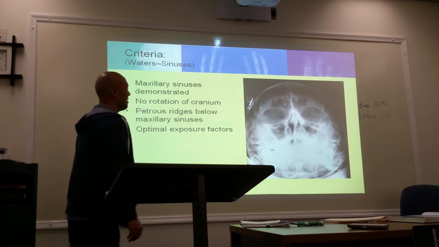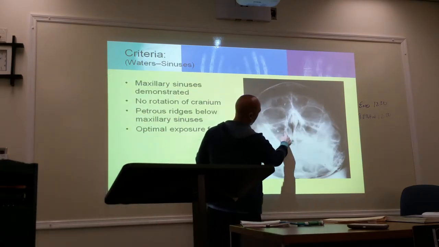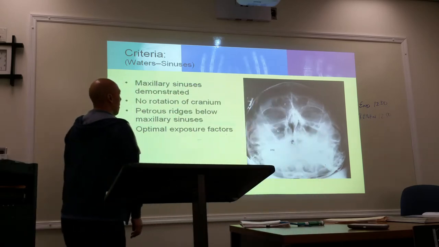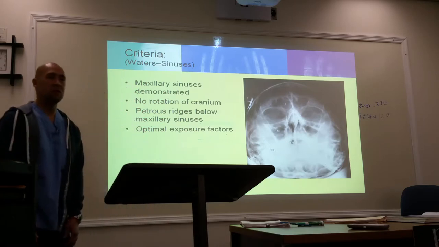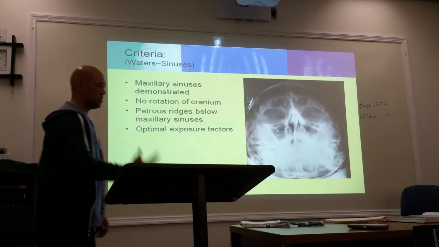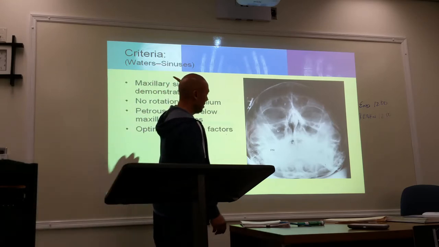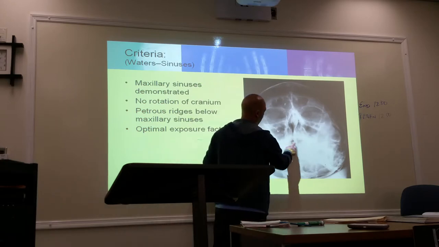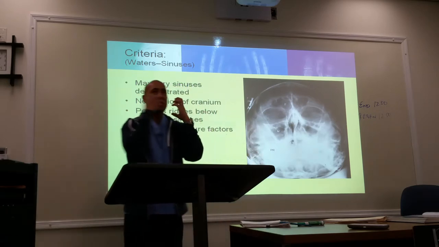Okay, so the maxillary sinus. Now here's the petrous ridges, and they are demonstrated way below the maxillaries. Now, this view, again, if I ask you which view, which position, which projection is best for evaluating the maxillaries, you're going to tell me it's Waters. This, right? Okay. Now, here too is going to be a little hint of what's S? Sphenoid. Your sphenoid, but you can't see it because of your teeth.